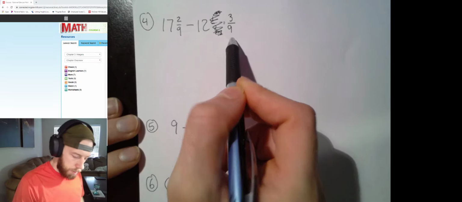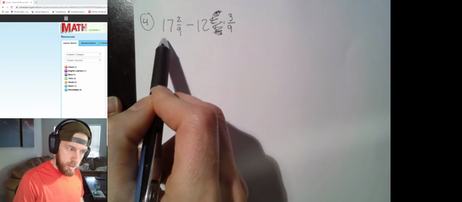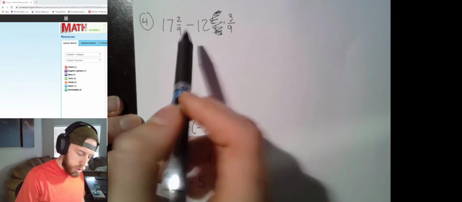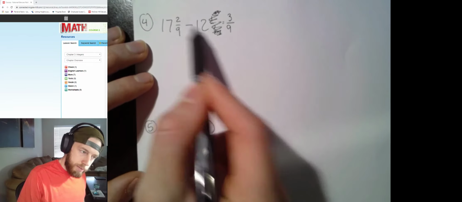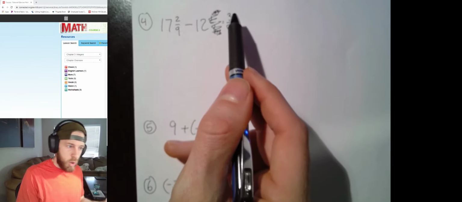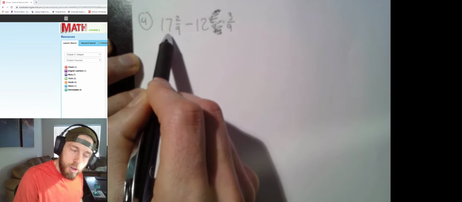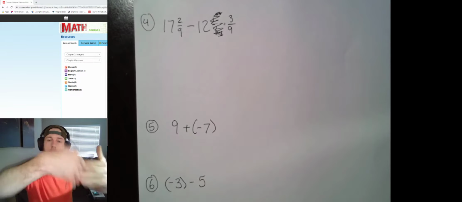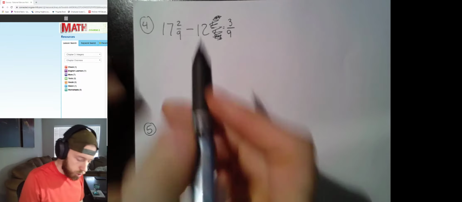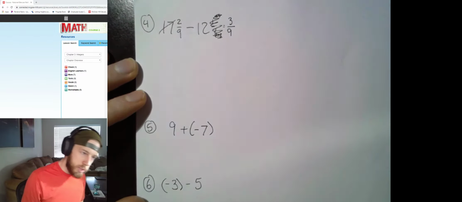Here's the cool thing about mixed numbers. There's still 17 wholes over here, right? So imagine this was a candy bar. You have 2/9 of a candy bar and you have to take 3/9 of a candy bar away. You don't have enough? That's okay because you have 17 more candy bars right here. You can take one of those, break it into pieces, and get more 9ths to be able to subtract. So what we'll do is we'll actually take one of those candy bars out.